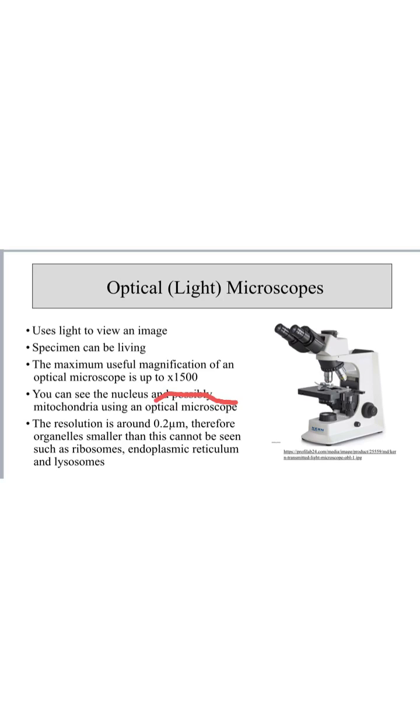The resolution of the light microscope is approximately 0.2 micrometers. So the resolution is how detailed the image is, also how we can distinguish between 2 points on that image. And because of that, we can't actually view anything smaller than 0.2 micrometers. So anything like a ribosome or the endoplasmic reticulum or lysosomes can't be viewed under a light microscope.